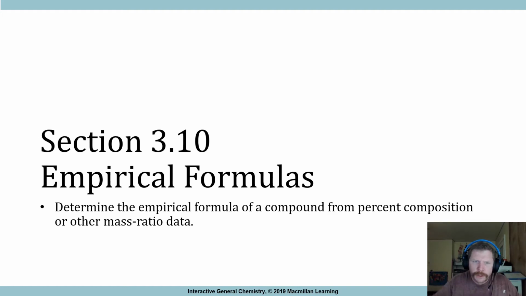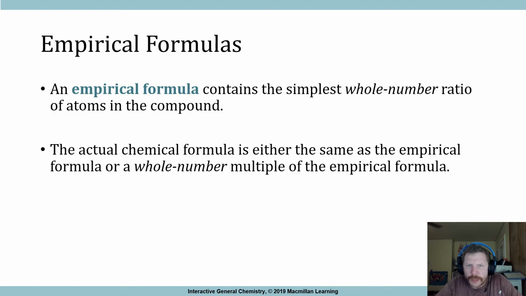Empirical formulas, section 3.10. An empirical formula contains the simplest whole number ratio of atoms in a compound. So essentially, if you had something like C6H6, well, that whole number ratio is not 6 to 6, it's 1 to 1, because you divide each of these by 6 and get 1 and 1. So it's a 1 to 1 ratio.